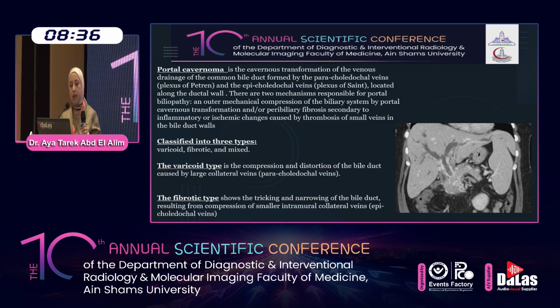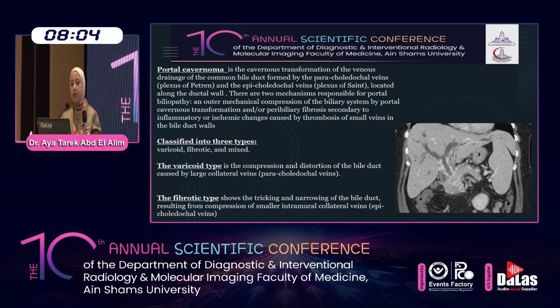Portal cavernoma is the cavernous transformation of the venous drainage of the common bile duct, formed by the paracholedocal veins and the epicholedocal veins located along the ductal wall. There are two mechanisms responsible for portal biliopathy: mechanical compression of the biliary system by portal cavernous transformation, and/or peribiliary fibrosis secondary to inflammatory or ischemic change caused by thrombosis of small veins in the bile duct walls. It's classified into three types: varicoid, fibrotic, and mixed.